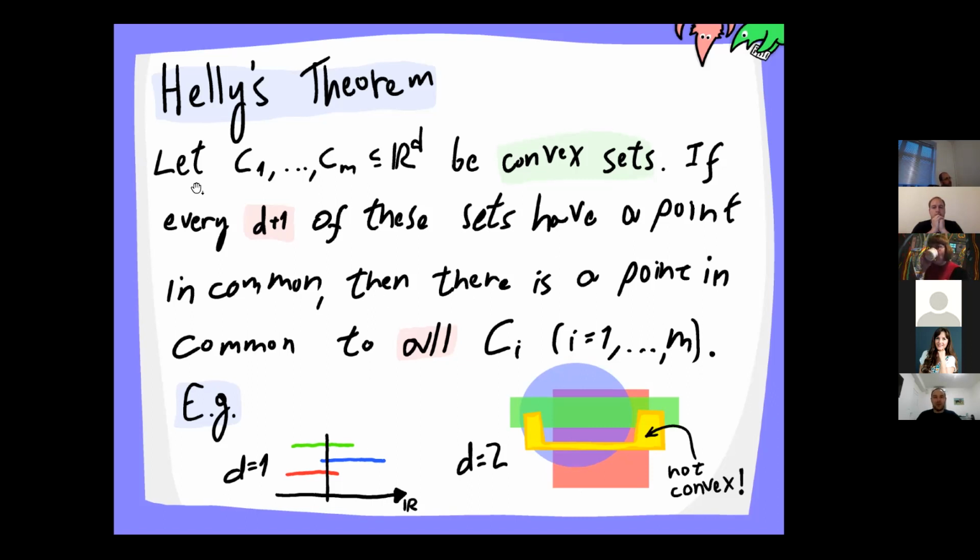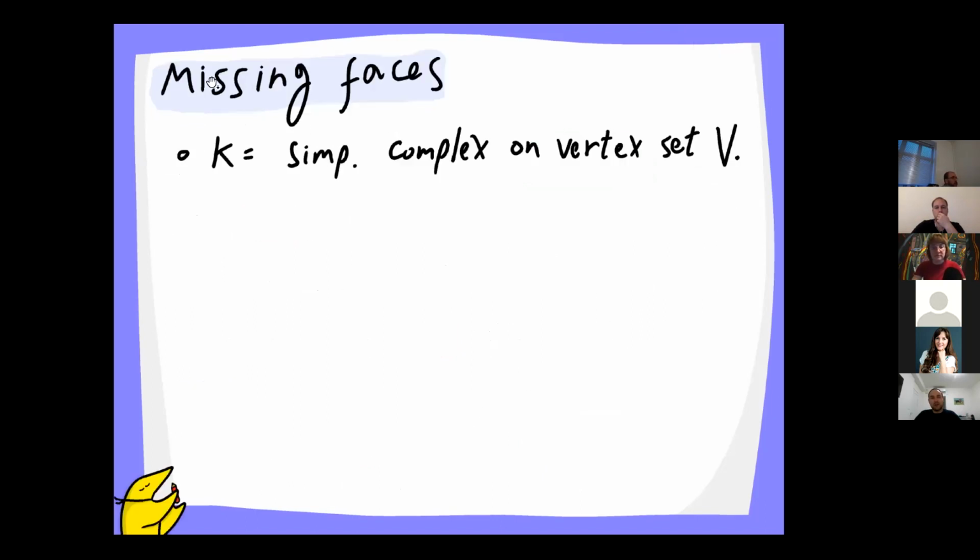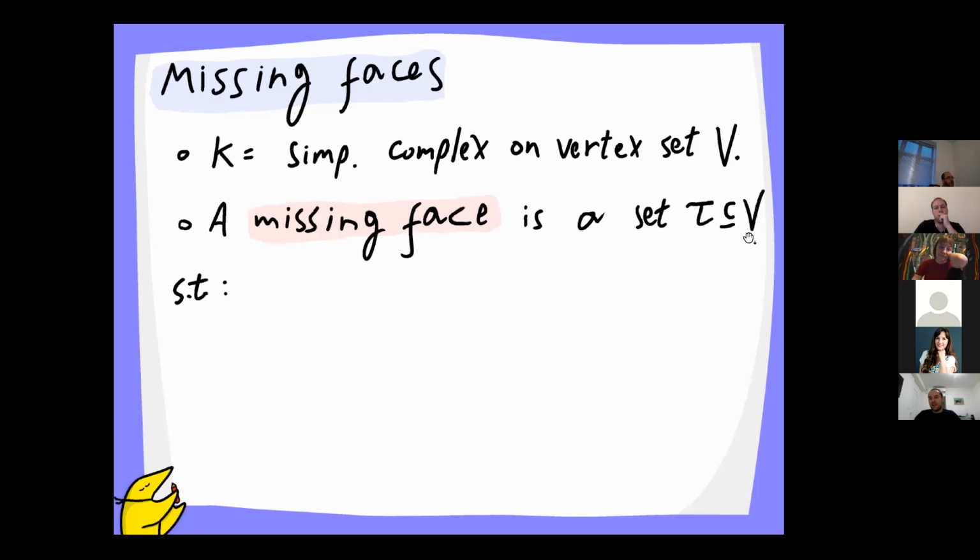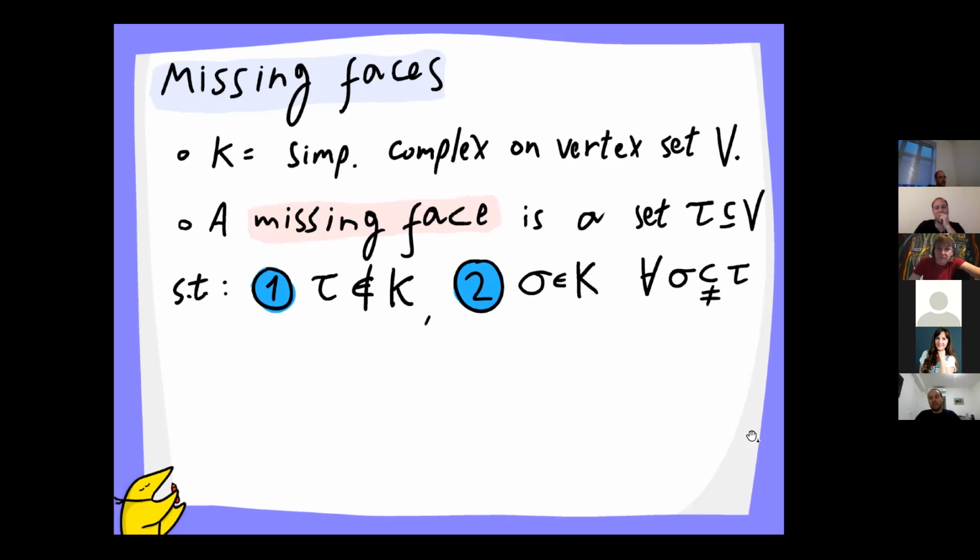So in order to extend this result to d-collapsibility and d-Lerayness, we need to first translate it in terms of simplicial complexes. In order to do that, we need to talk about missing faces of a complex. A missing face of a complex is a set of vertices tau that satisfies the following two properties. It is not a simplex in the complex K, but any proper subset of tau is a simplex.